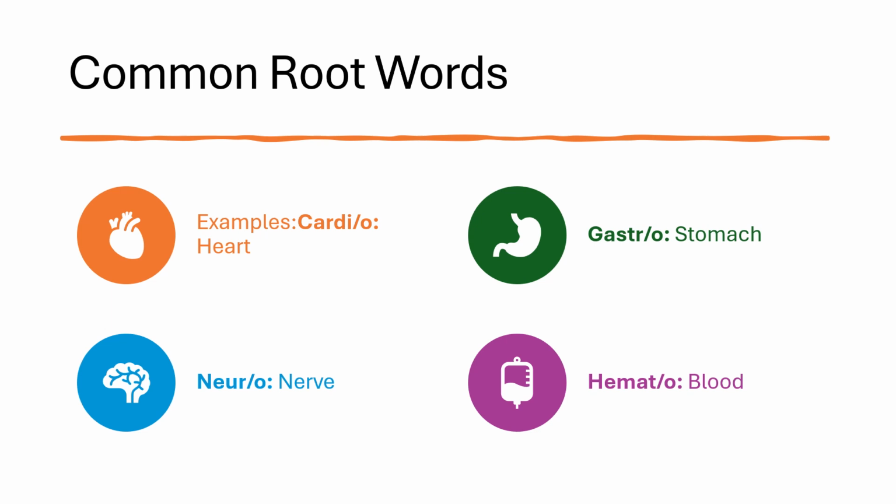Next up we have gastro, which is stomach. So gast, slash O, means stomach. Again, the O is the combining vowel. Gastro or gast is the actual root word.